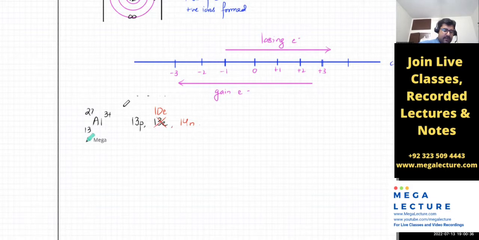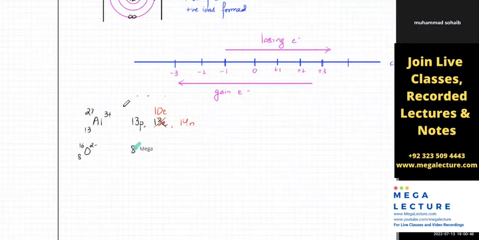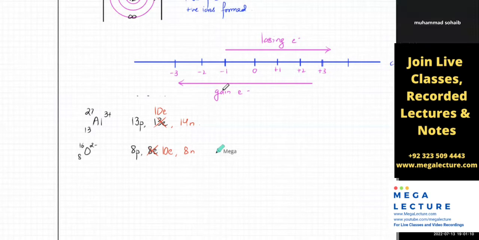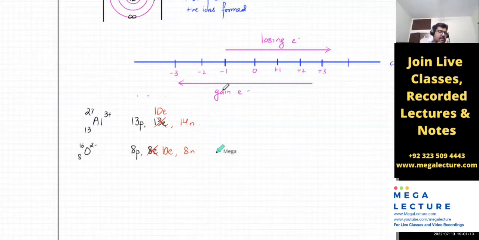Let's do another one. We have oxygen, which is 8 and 16 and 2 minus. So how many protons does it have? 8. Okay, you got 8 protons. And how many electrons? 10. It should have had 8 electrons, but -2 means it has gained 2 electrons. Instead, it now actually has 10 electrons. Remember, negative, that's gain of electrons. And neutrons, that's the difference. That's 16 minus 8. That's also 8, right? So that's what an ion is.